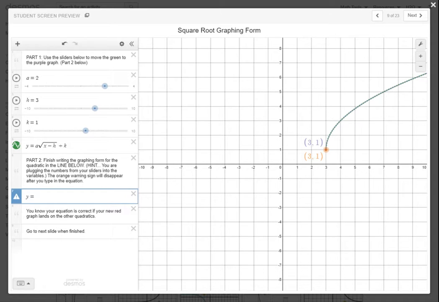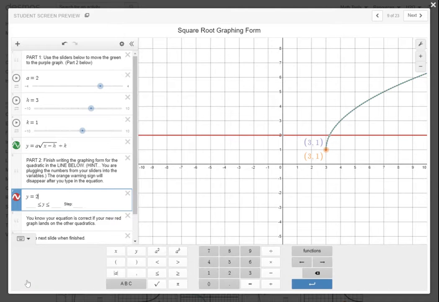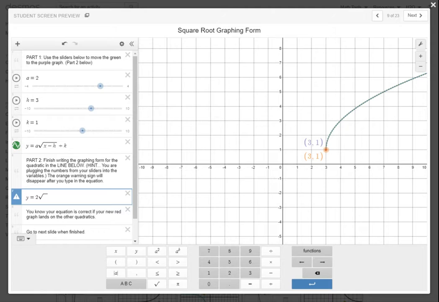But now you're going to replace the A, H, and K with the numbers necessary to match the graph. So y equals A being 2. I'm going to use the square root symbol. I can find that in the keyboard next to the ABC. Next is the letter X, minus H, which in my sliders is 3. I'm going to move 1 to the right and type in plus K, which is a 1.